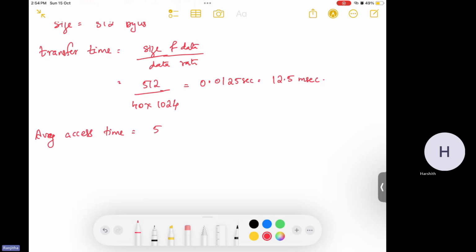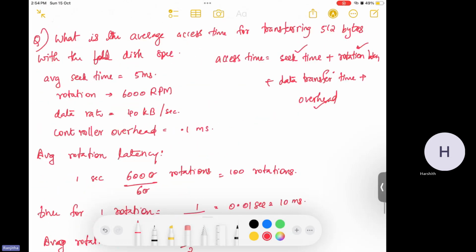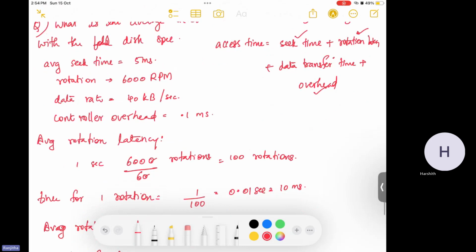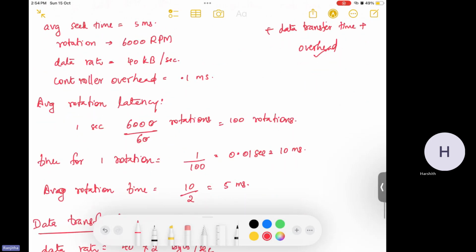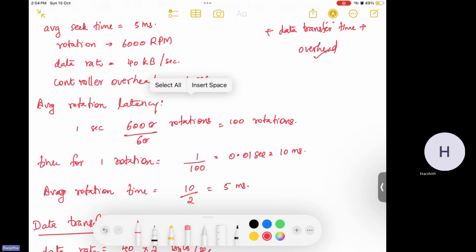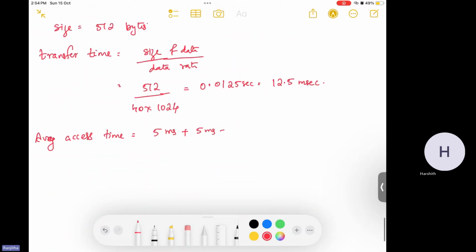It will be 5 millisecond of seek time, as the seek time is given as 5 millisecond. Then we found that rotation latency is 5 millisecond, overhead is 1 millisecond, data transfer time is 12.5 millisecond, and 0.1 millisecond overhead time, which is 22.6 milliseconds. So this is how, when a problem is given, we find the access time.